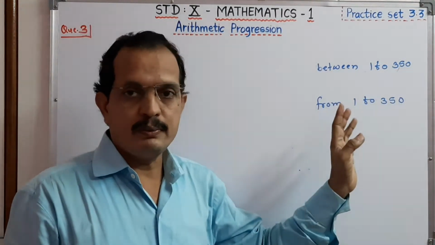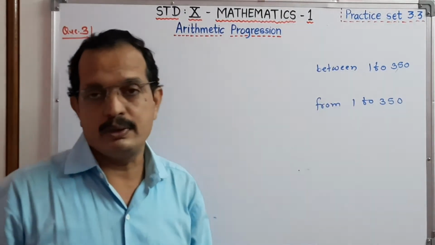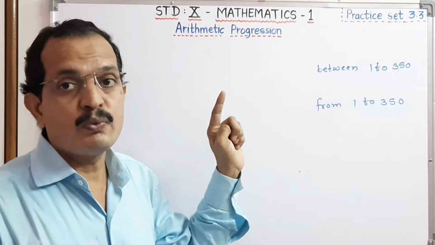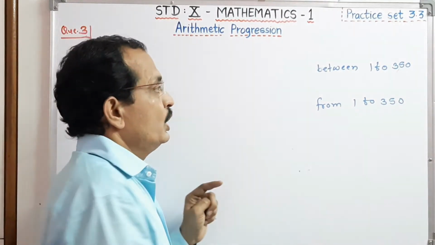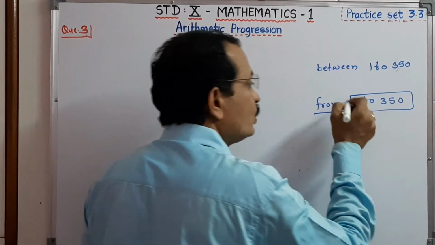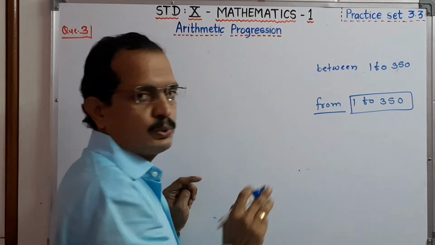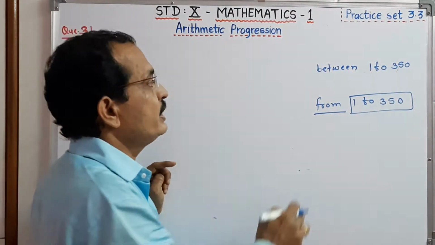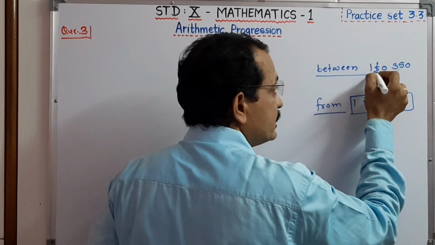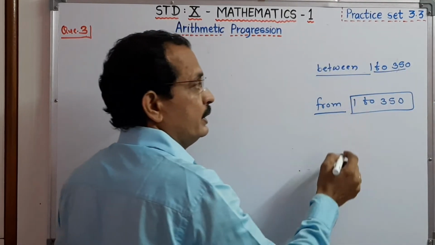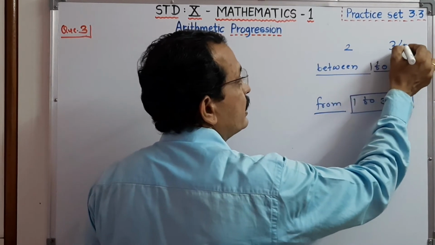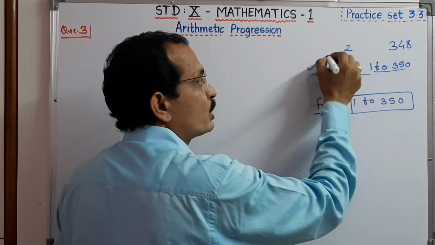Between 1 to 350 and from 1 to 350. Here, we have to find the sum of even natural numbers. If it says from, then we have to include 1 and 350 also. But if it says between, then we do not have to include 1 and 350. That means we start with 2 and end with 348. This is for the word between.